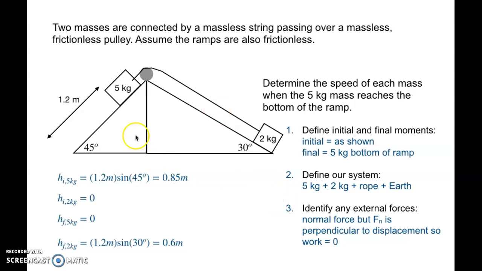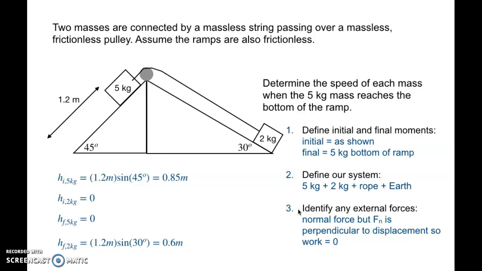Define our system. It'll be the 5 kilogram box, the 2 kilogram box, the rope, and Earth. Include Earth because we have height changing, and I want to talk about gravitational potential energy. Include the rope so that it's clear that tension is an internal force. We don't need to worry about tension externally as something that might do work.